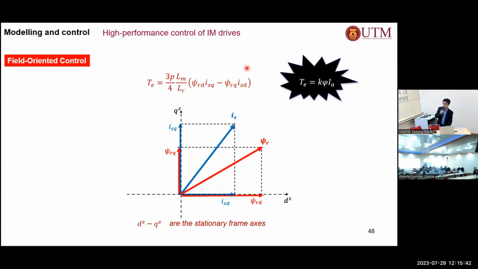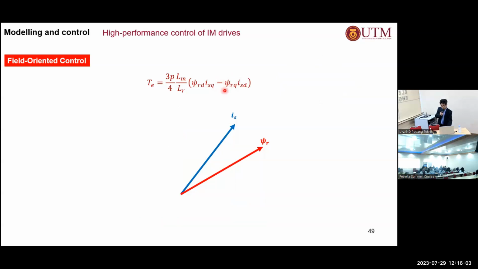which is different from what we have in the DC motor. In the DC motor here, in the torque equation, K represents a constant, the flux is the field flux on the stator, and IA is the armature current. You can control the torque by just controlling IA without affecting the flux. But here, if you change ISQ, then you also change IRQ, which is not good, all right?